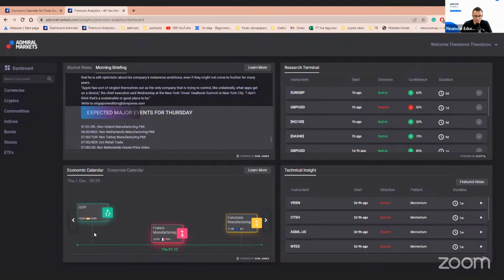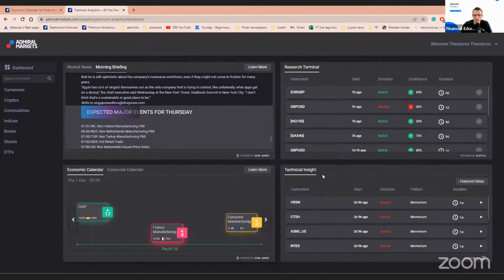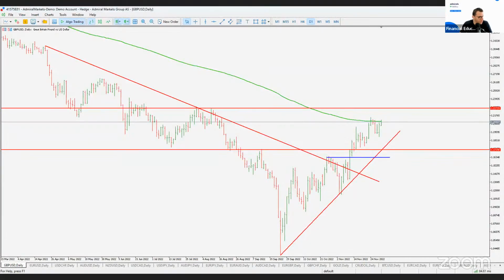Let's have a look at the MT5 platform. Sorry. So here is the MT5. Guys, any trades you want to see besides the analysis we do in general? Let's start with the dollar index.